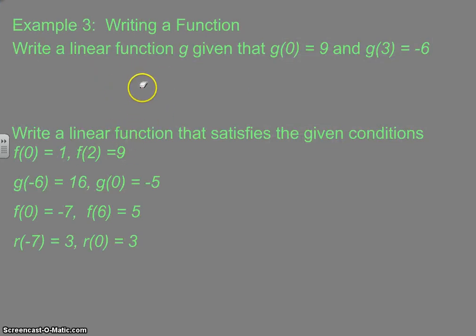Writing a function. Okay, this is kind of the same thing we did yesterday, only with a little bit of a twist. Now we're given g of 0 equals 9, g of 3 equals negative 6. Now remember, when we wrote a function, we need to figure out what m is, and we need to figure out what b is. Okay, slope and the y-intercept. This is very easy to do.